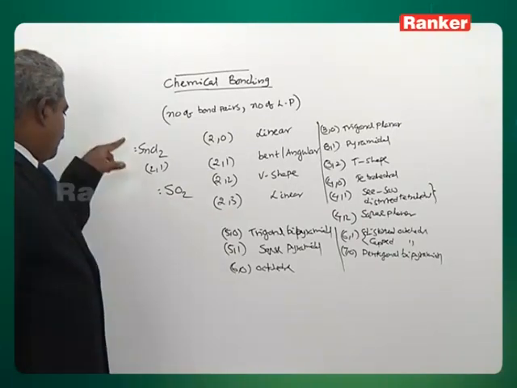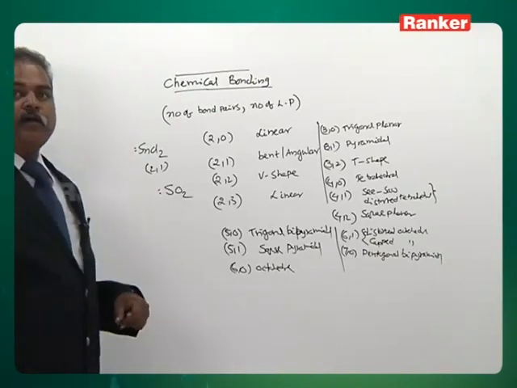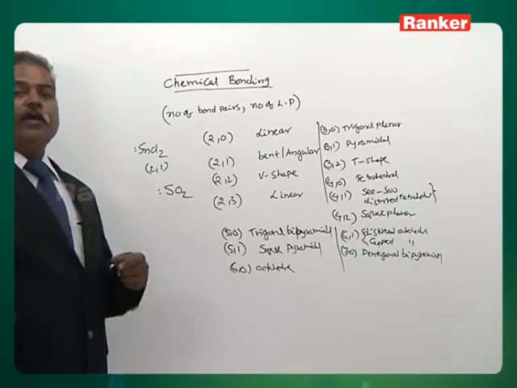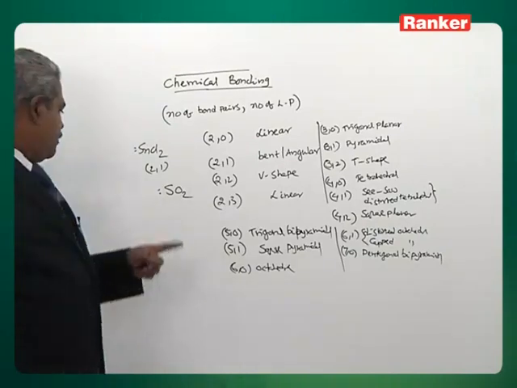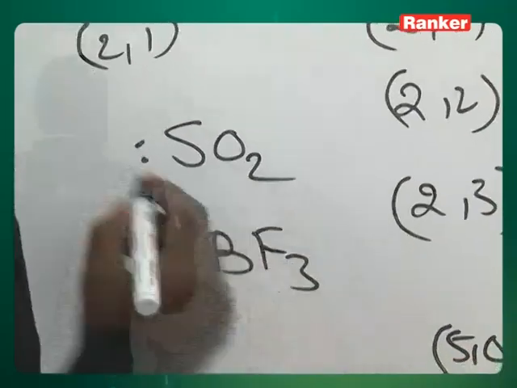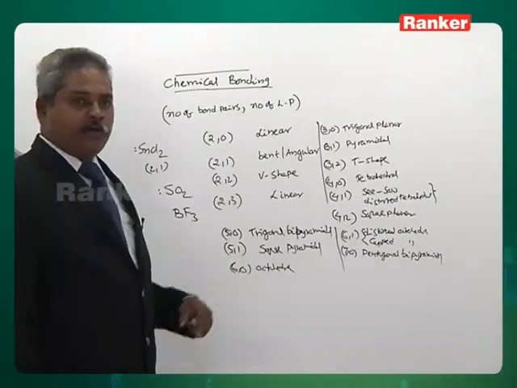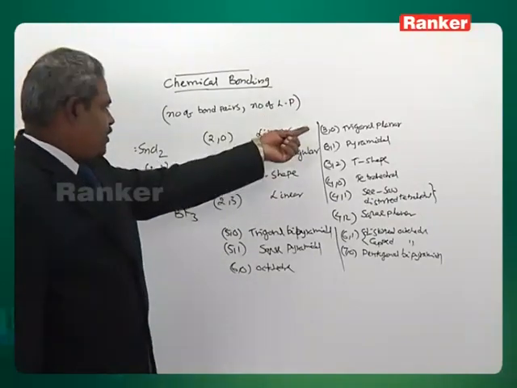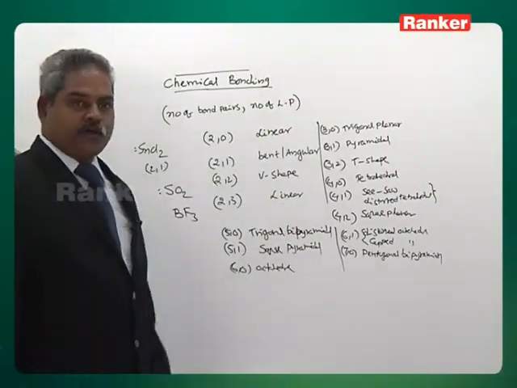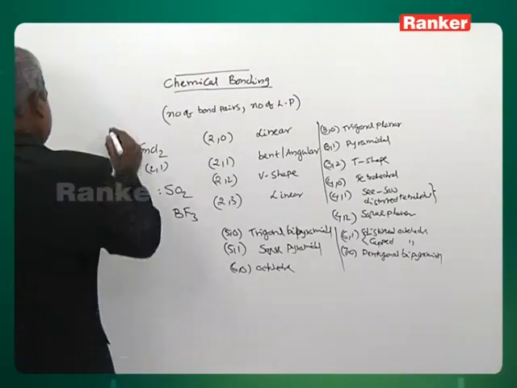2, 1. So if you know the lone pair, I have marked the lone pairs here. So what is it you have to learn? You should be able to mark the lone pairs yourself. BF3. There is no lone pair. 3, 0. 3, 0 trigonal planar. You need not tell me trigonal planar, because if you say 3, 0, I understand as much. So you just tell me the coordinates.